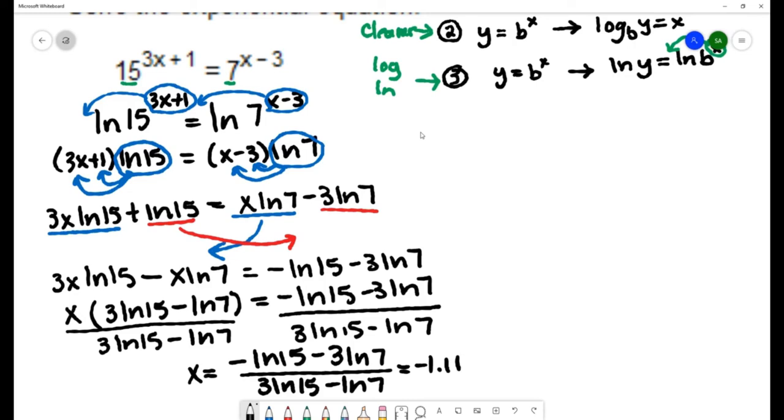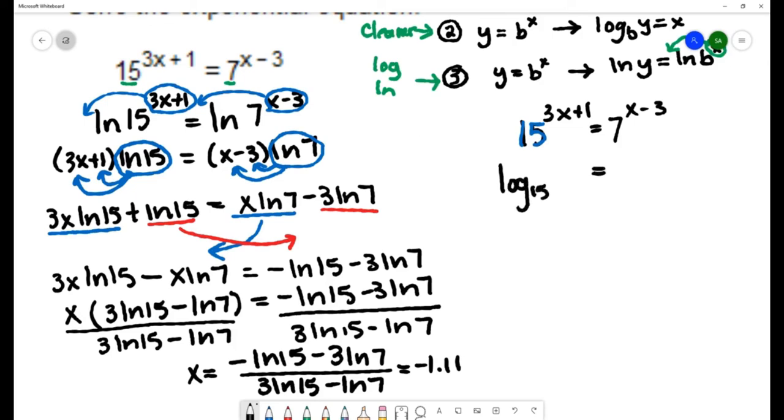Okay, so I want to show you the other method. We have 15 to the 3x plus 1 equals 7 to the x minus 3. So if I'm going to use the second method there to convert this to a log, I'm going to have to decide which base I want to use. So I can either use a base of 15 or I can use a base of 7. I'll use a base of 15. So that would give me log base 15.